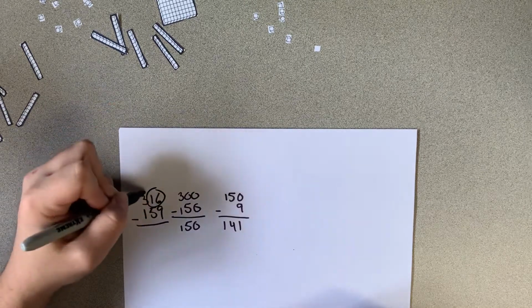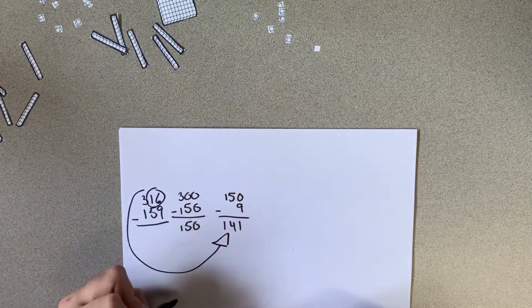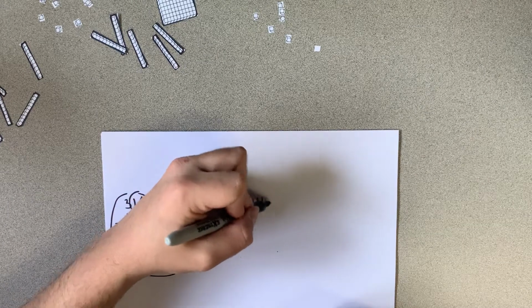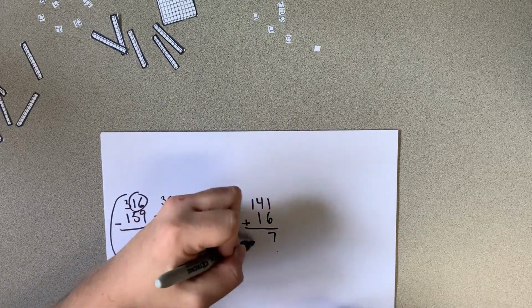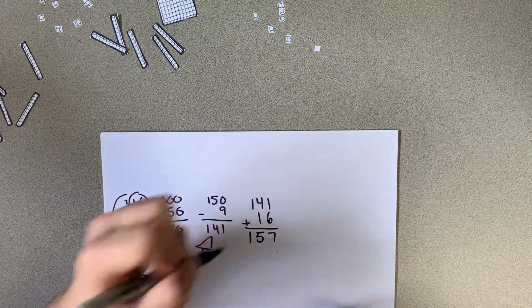And now since I didn't use this 16, I have to add it back on to the 141. So 141 plus 16. 1 plus 6 is 7. 4 plus 1 is 5. And bring the 1 down is 157.